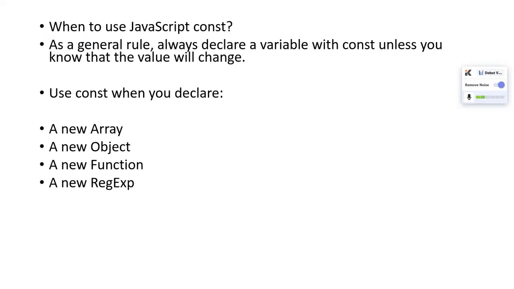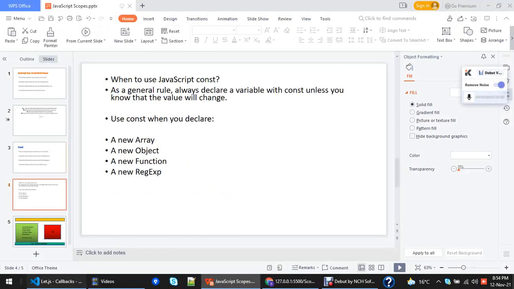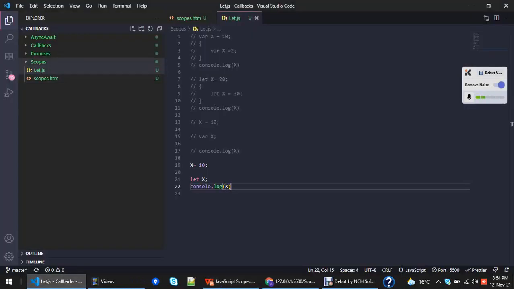On the second one, I want to tell you when to use the JavaScript constant. As a general rule, always declare a variable with constant unless you know that the value will change. Use constant when you declare a new array, a new object, a new function, a new regular expression. So for these particular cases, you have to use the constant. So let me show the example, then you will come to know about this as well.